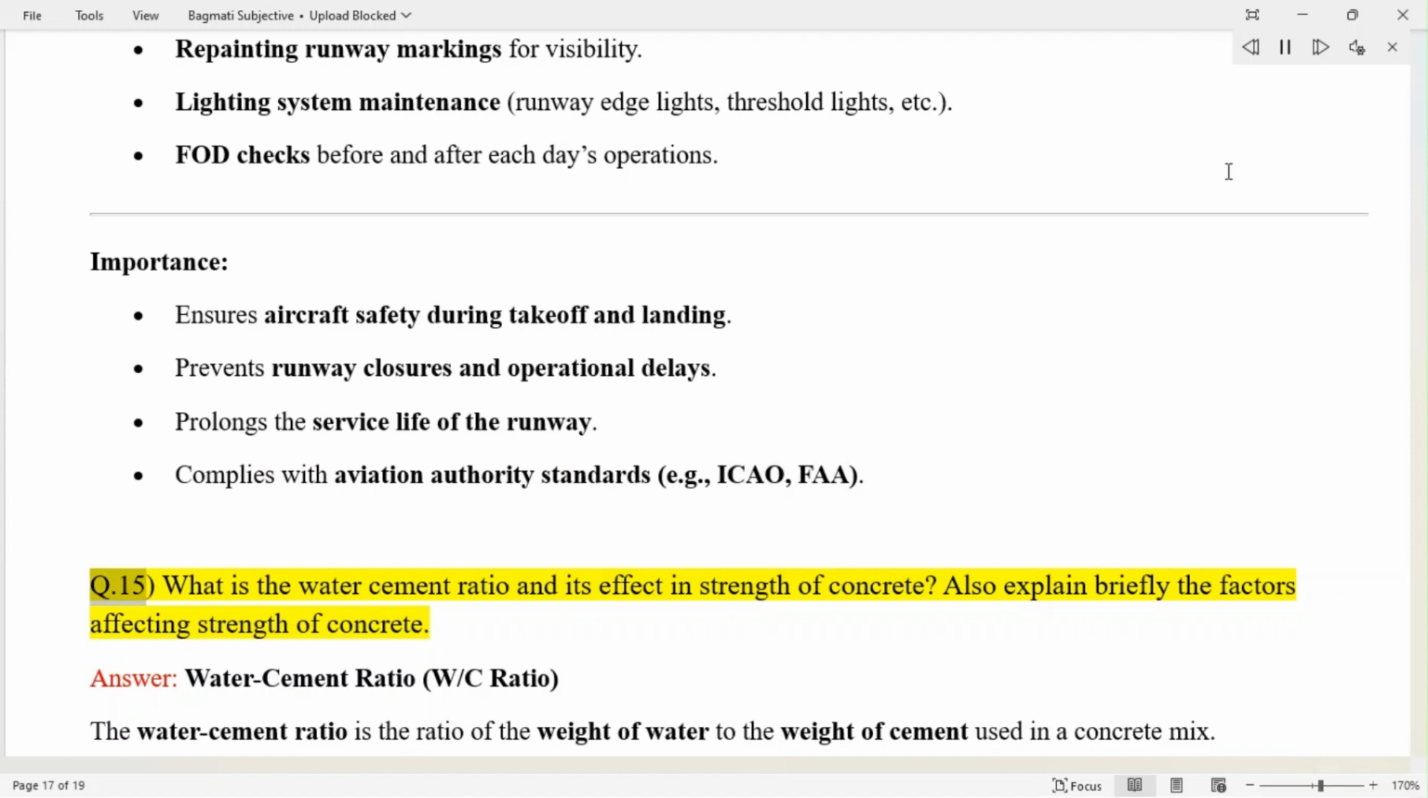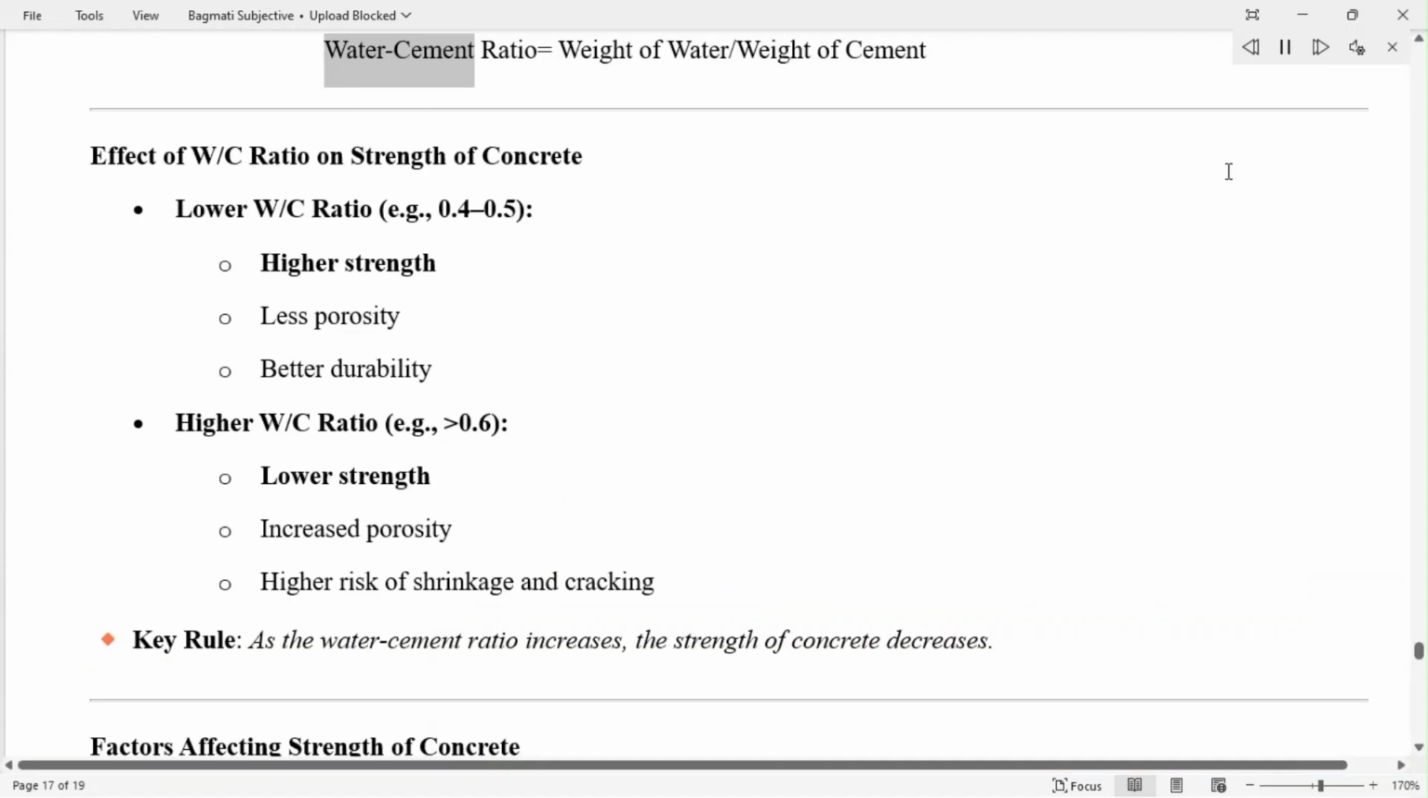15. Question: what is the water-cement ratio and its effect on strength of concrete? Also explain briefly the factors affecting strength of concrete. Answer: water-cement ratio, W/C ratio. The water-cement ratio is the ratio of the weight of water to the weight of cement used in a concrete mix. Water-cement ratio equals weight of water / weight of cement.